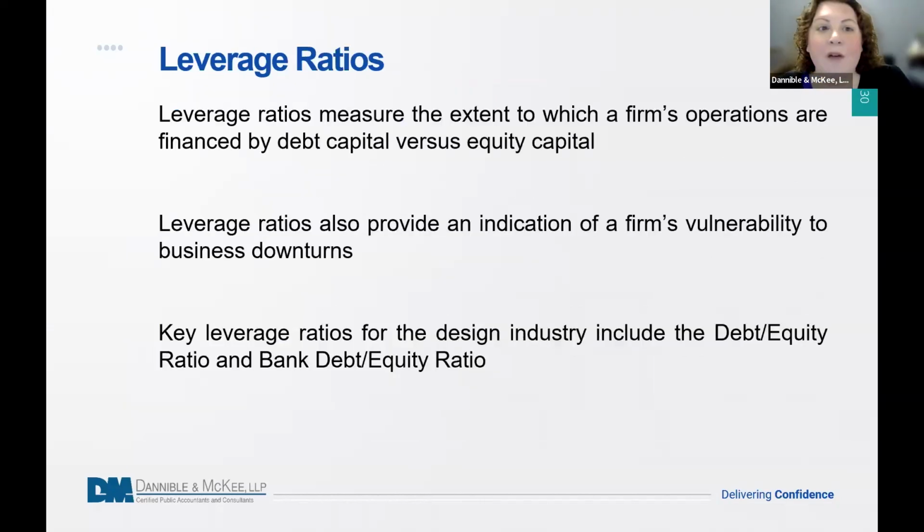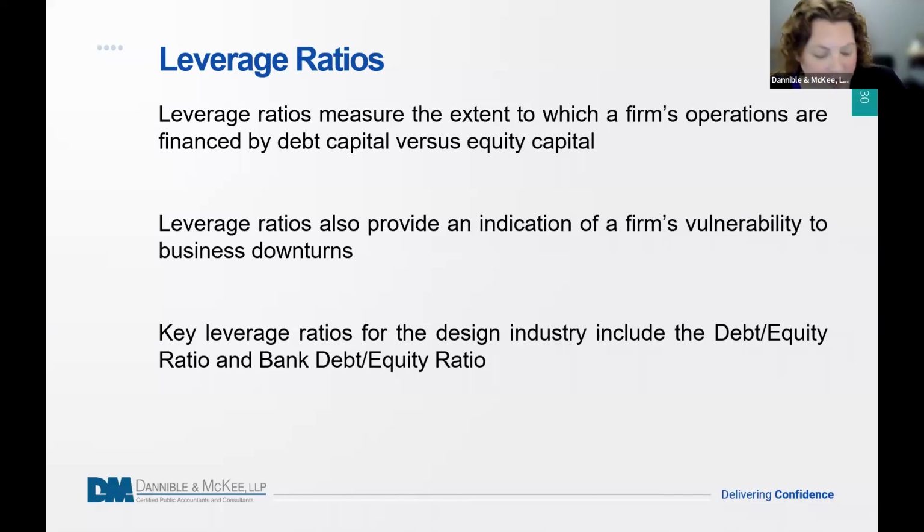Leverage ratios. So leverage ratios are just a measure of the extent to which a firm's operations are financed by debt and capital. Leverage ratio is going to really provide you an indication of your firm's vulnerability in business downturns. We obviously had a big business downturn. Hopefully we're all starting to see a tick up, but these are all important ratios to look at to see where you stand in terms of your competitors.